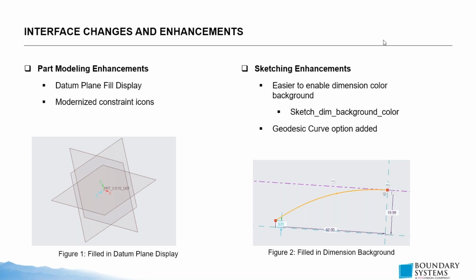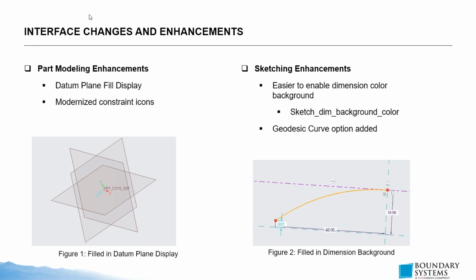So moving on to sketching enhancements. It is now much easier to enable and modify the dimension color backgrounds. This is something that was added in Creo 7. Essentially, a rectangle can be added around the dimension values so that they're easier to see. You're now able to edit this color through a configuration setting to be maybe something that stands out. I changed mine to gray. And it's now very easy to quickly enable or disable these dimension backgrounds with just one click of the mouse.